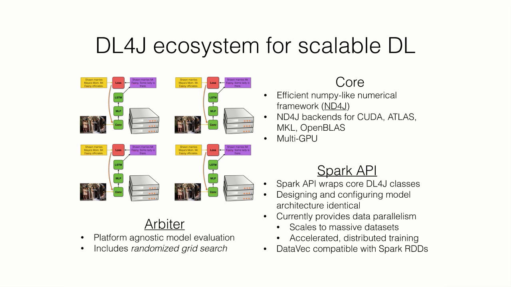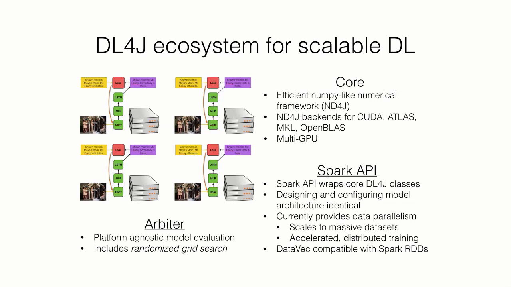Right now, what the Spark API provides is data parallelism for training your model in parallel. So this scales to massive data sets, but it still requires your model to basically fit on a single machine. So we don't have model parallelism at the moment. But it can greatly accelerate your training, especially for really, really big data sets, especially for data sets you can't store on a single machine. And then there's a library called DataVec, which is the one where the record readers and things like that come from. Also compatible with Spark RDDs, okay?